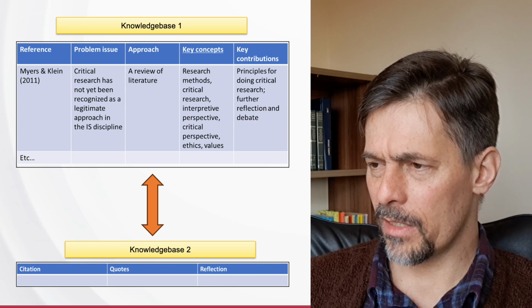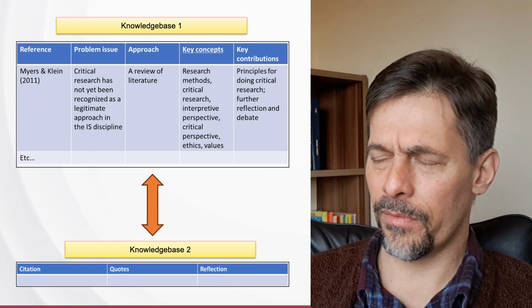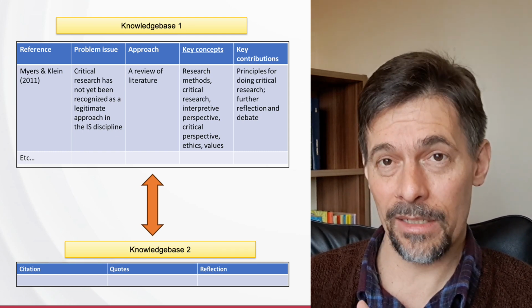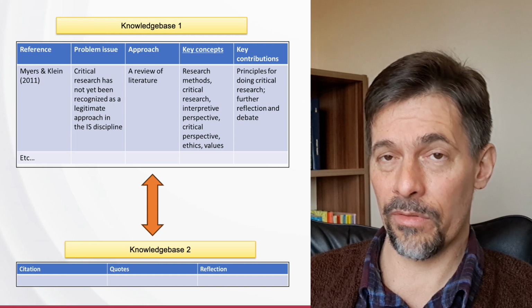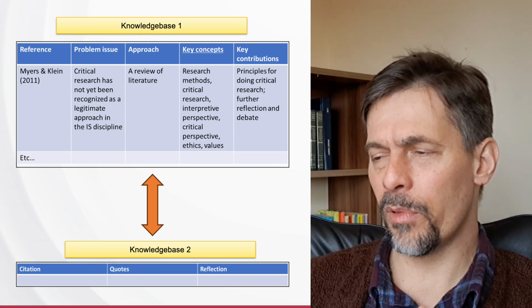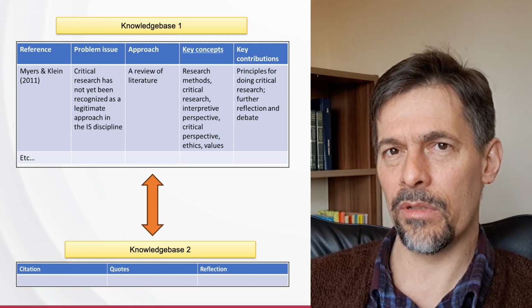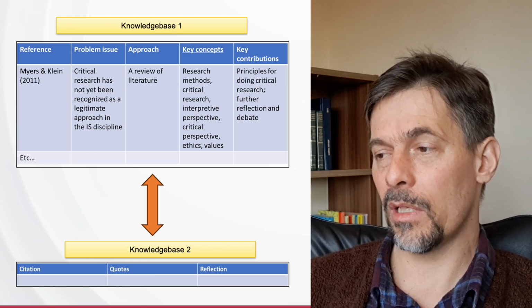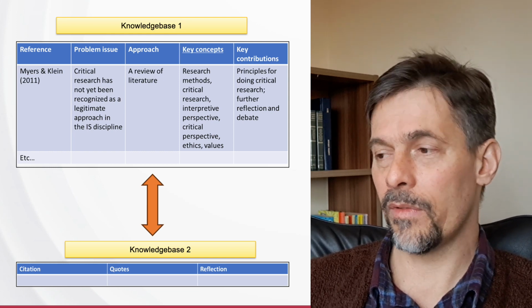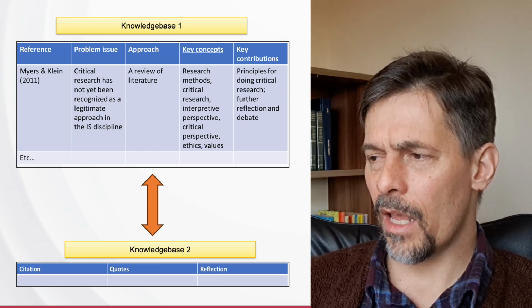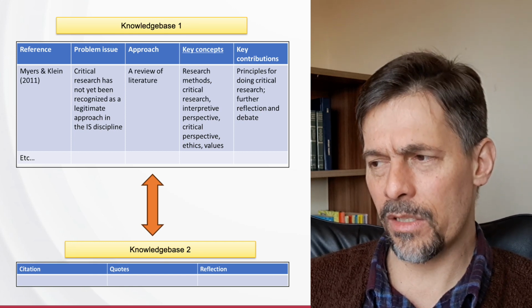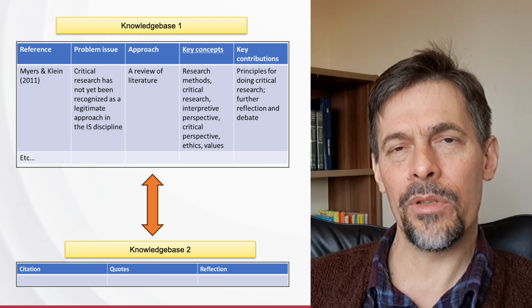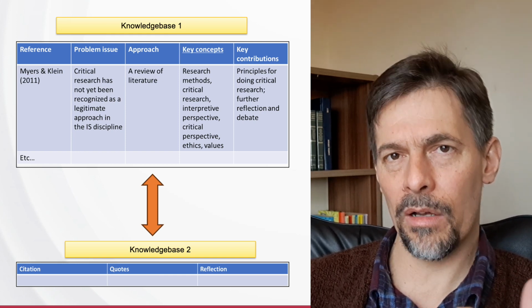The second knowledge base is a different type of organization. In that knowledge base, what you want to do is actually record your reflections as you read. In this case, you could put the citation, and you could put interesting quotes that you believe might be useful to support your argument later in your writing, in your drafting phase. And then add your reflections. The reflections column is really an important column because that's your thinking about your reading of an article.